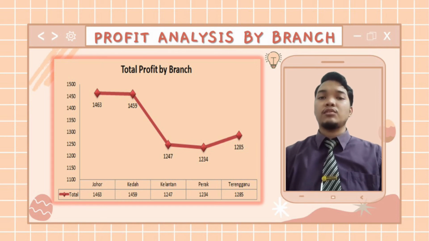From that, the branch in Johor has the highest profit among the 5 branches, with a total profit of RM1,463. Meanwhile, the lowest profit was the branch in Perak, with a total profit of only RM1,234. But overall, all the branches managed to get a profit of more than RM1,000, although during this year there was the COVID-19 pandemic.